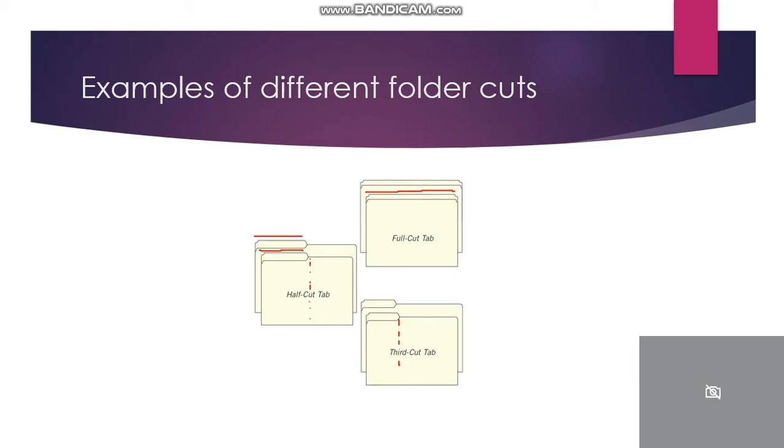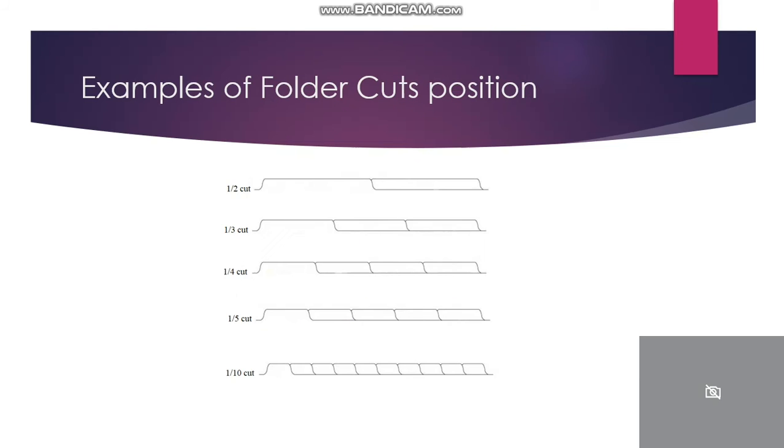You have a third of the folder, so the tab will be a third of the width of the folder. So basically the folder can be divided into three. If you were to have a fifth cut, the folder would be divided into five equal parts, and each one would have a tab. So these are some examples of the full folder cut length or tab. Next slide, we'll see some more examples of the folder cuts.